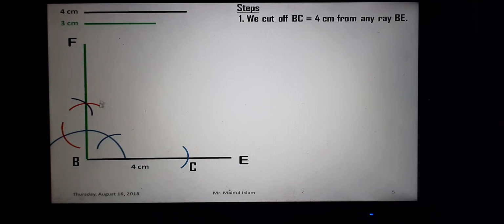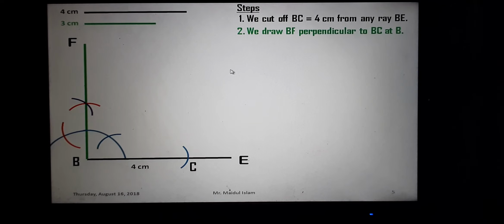So what will be the step? Again I am telling, we draw perpendicular BF on BC at B. This is the perpendicular, drawn on BC at point B. So this is step number 2. We draw BF perpendicular to BC at B. Have you understood? Hope you are understanding.